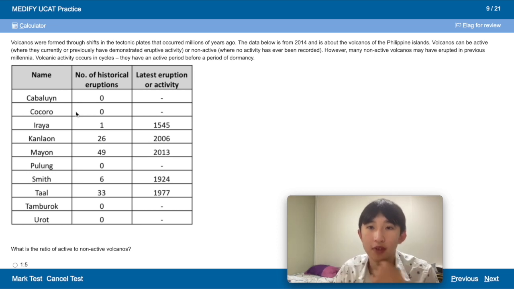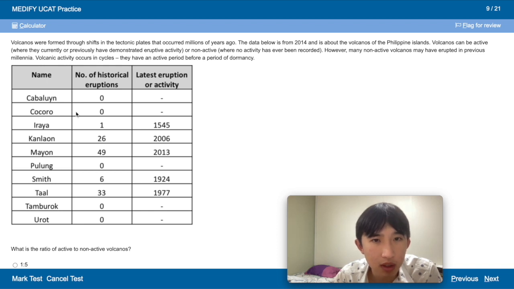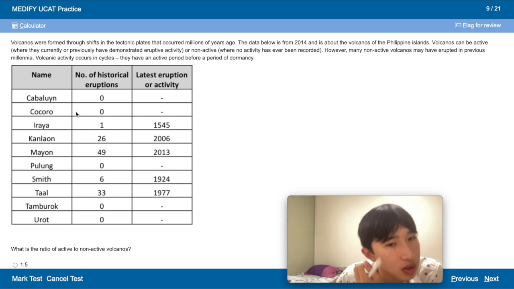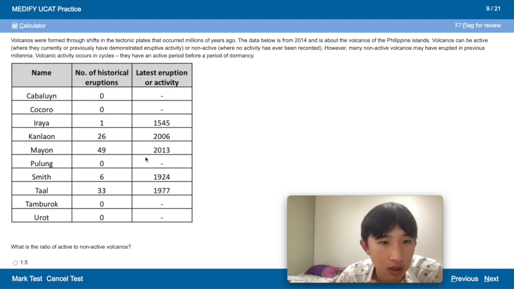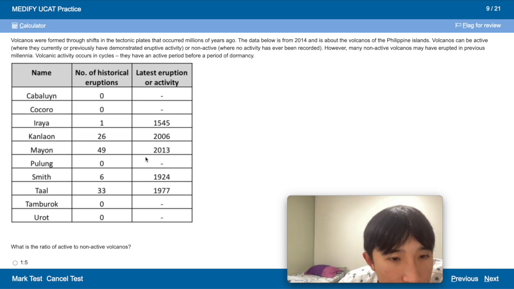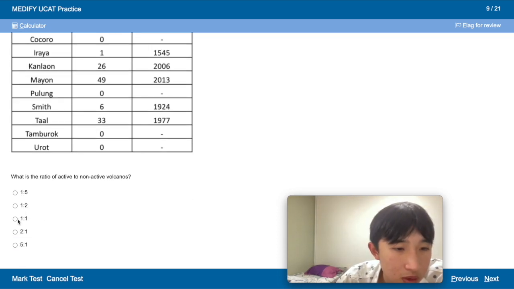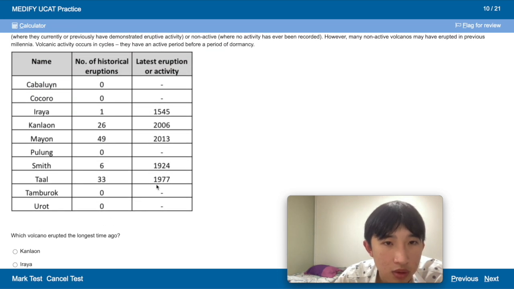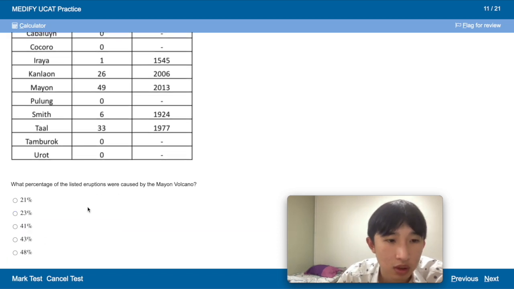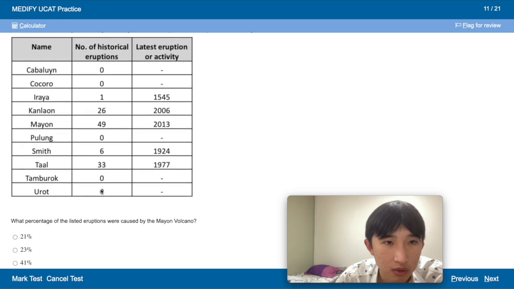Below is from 2014. Volcanoes of the Philippine Islands, active or non-active, may not be around the previous millennium before period of dormancy. Latest eruption or activity, right? Active to non-active. So you got 1, 2, 3, 4, 5. Longest time ago. Potential eruptions were caused by a Mayan volcano.